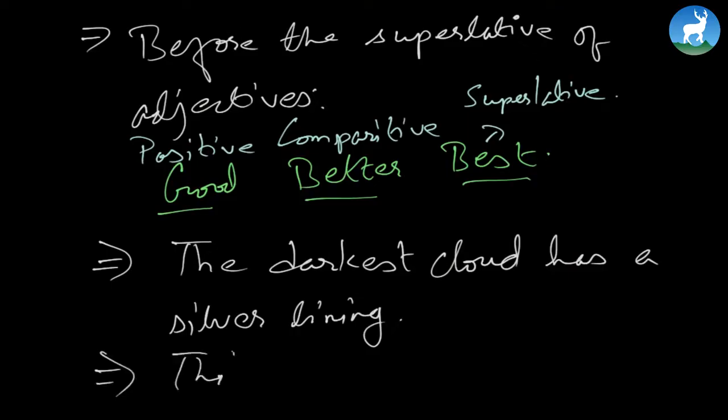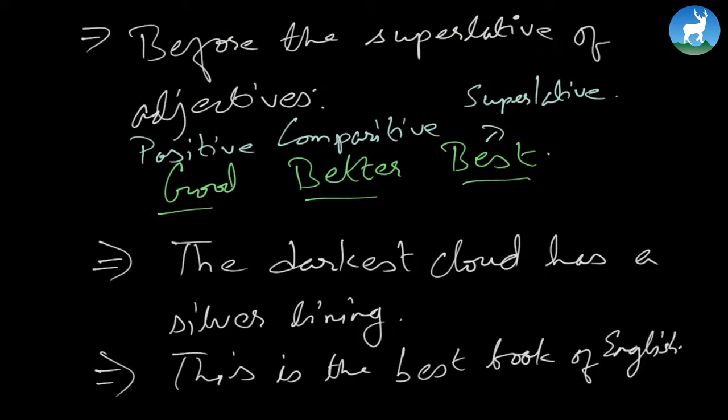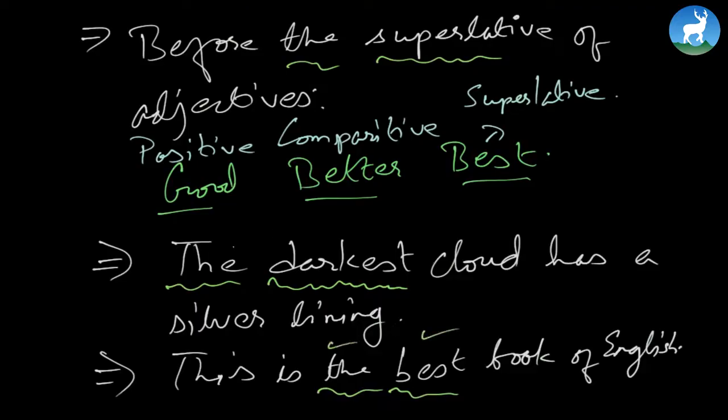Next example. This is the best book of English. Now, of course, dark, darker, darkest. Here's the superlative. And see, before superlative, we use the. So it's the here. This is the best. Again here, best is the superlative. Alright, and we are using the. So we always use the before superlative.